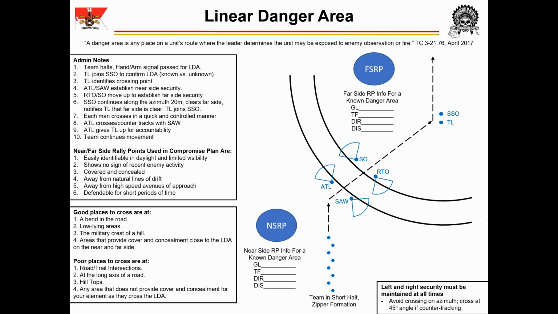As they pass the SO and RTO pulling far side security, the SO and RTO will move in front of the SAW gunner and the ATL and move back to the rest of the team. The SAW moves ahead of the ATL, who will always be in the rear to maintain accountability. The team will reconsolidate with the SSO and team leader on the far side of the LDA. Once the team is reconsolidated, the entire squad moves out on mission azimuth.